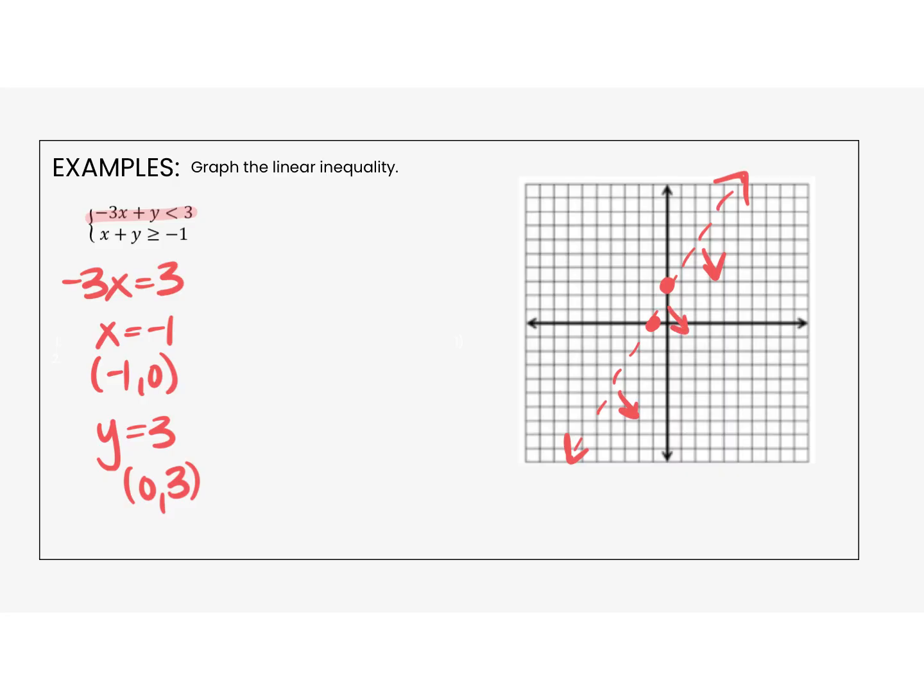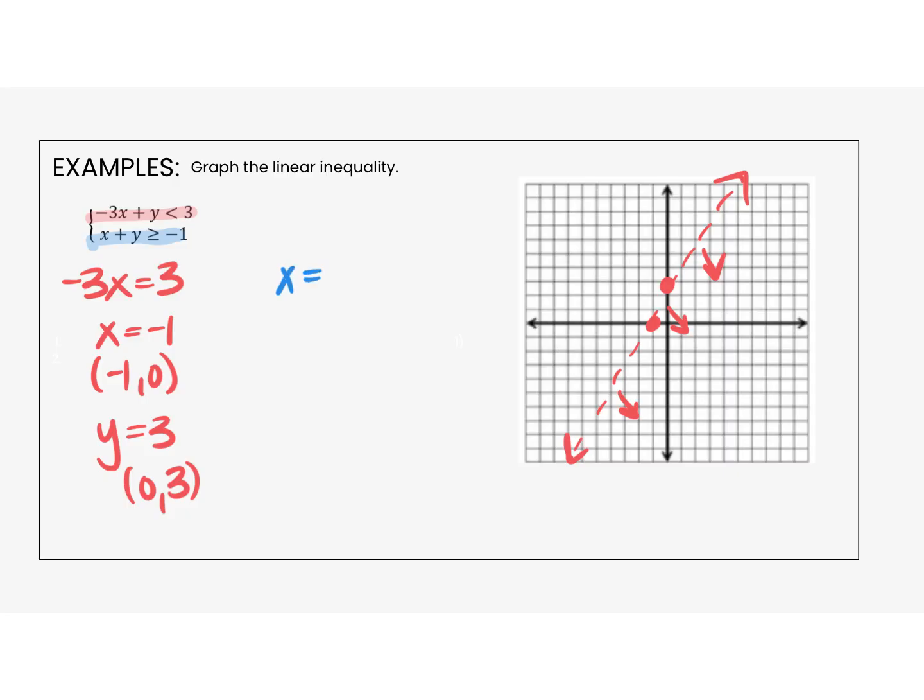I'm just going to leave these arrows because eventually, once we graph our second line, our solution is where these shaded regions would intersect. So it's going to be a little bit easier to read if I don't have all this shading all over the place. Okay, so second equation, also in standard form. Let's look at graphing that one.